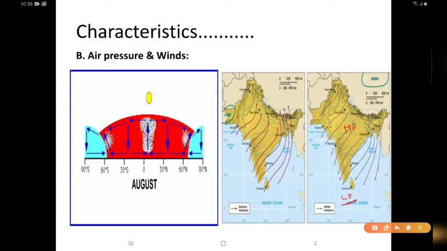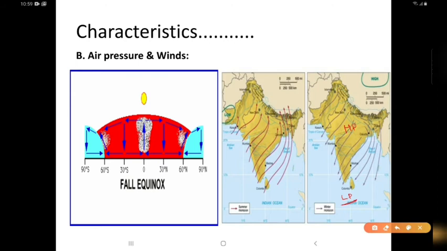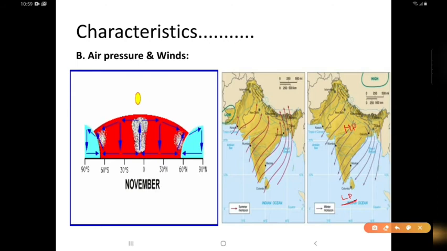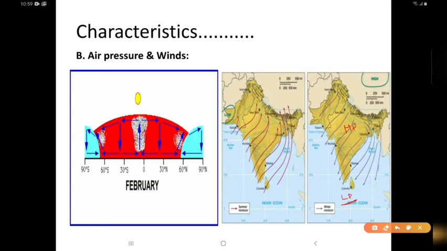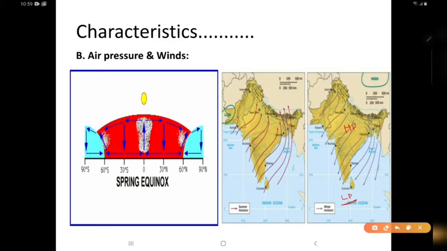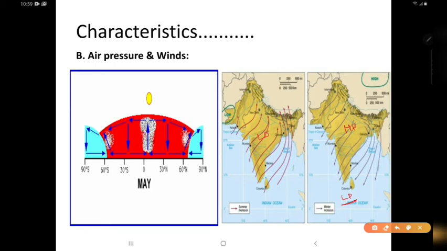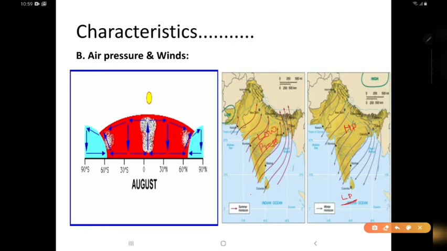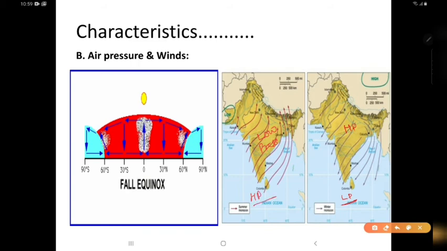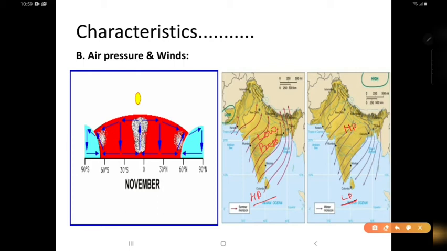These onshore winds are the southwest or summer monsoon winds, which are moist as they pass over the sea surface. So you can see during summer here low pressure is created and in the ocean there is high pressure. So the wind moves from the ocean towards the landmass.